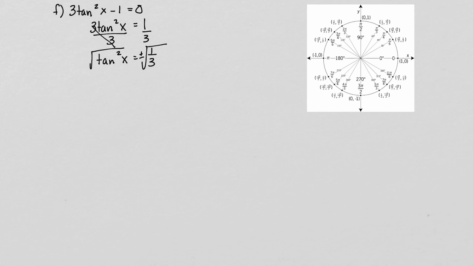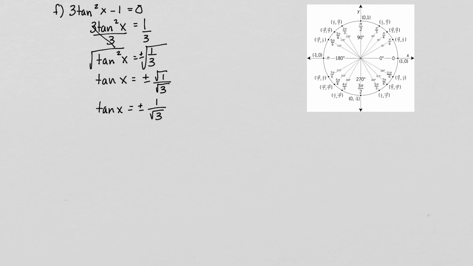Remember, when we do the right side, we're going to get plus or minus. So we're going to end up with the tangent of x is equal to plus or minus. And the other thing I can do is, if you have the square root of a fraction, you can make it the square root of the top number divided by the square root of the bottom number. So the tangent of x is equal to plus or minus 1 over the square root of 3. So I'm looking for where the tangent of x is equal to positive 1 over the square root of 3 and where the tangent of x is equal to negative 1 over square root of 3.